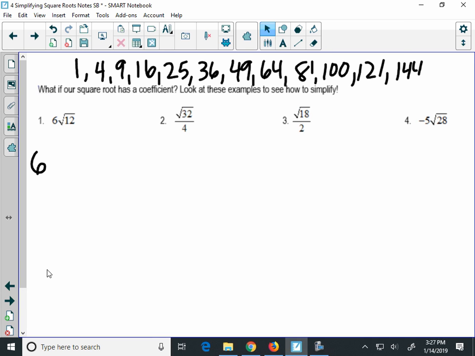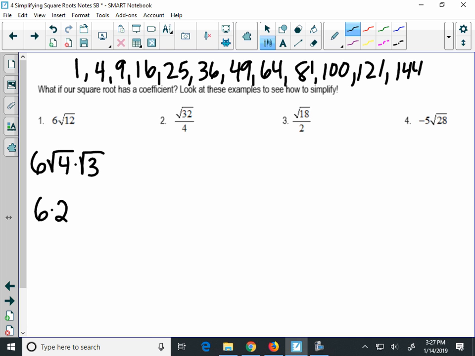The biggest perfect square that goes into 12 is 4. So I'm going to write this as 6 times radical 4. And 12 is 4 times 3. Now, again, that 6 keeps coming. The square root of 4 is 2, so I'm going to multiply by 2 because it's all being multiplied together. Radical 3. And all that's left is to multiply 6 and 2, which is 12.